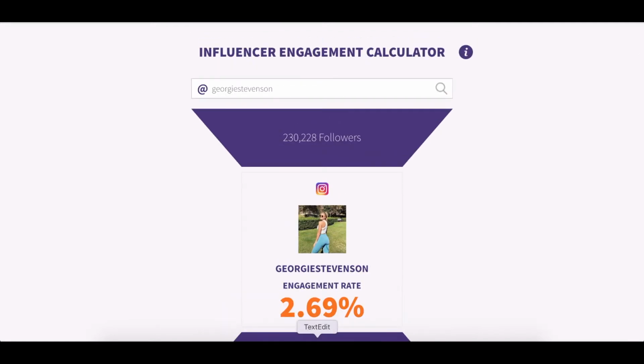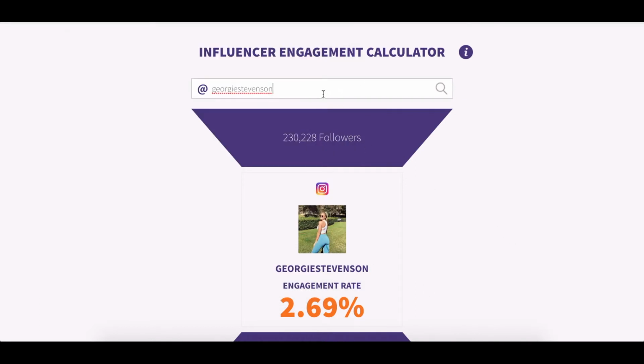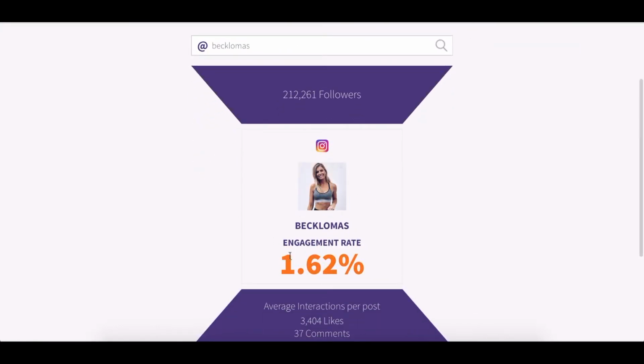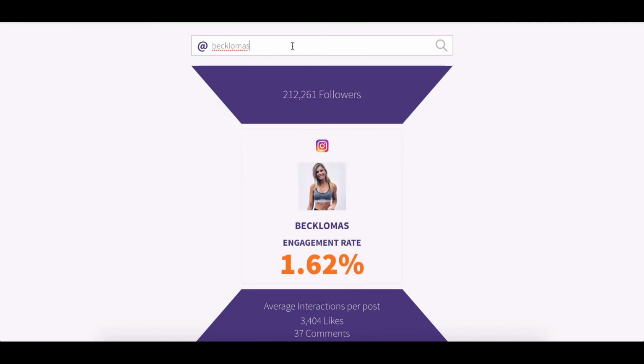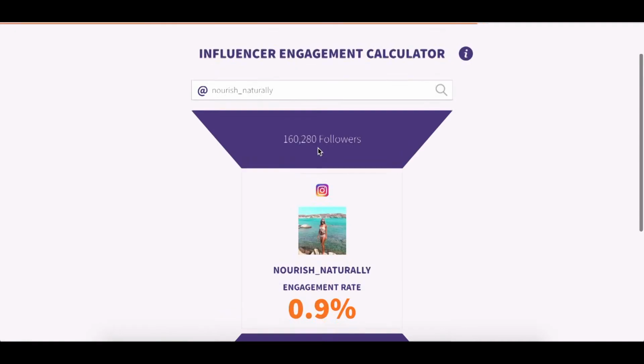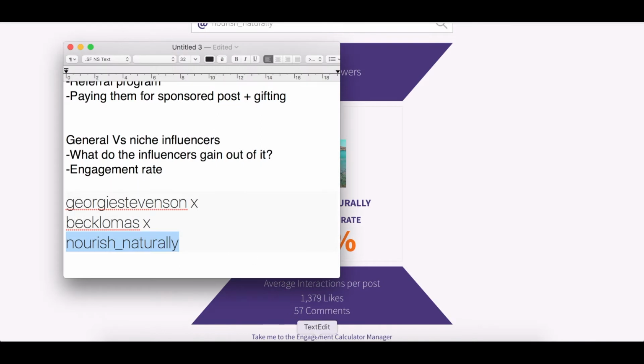Georgie Stevenson, under this list, I'm going to put an X because I don't want her. Her engagement rate is too low. The next one that I'll check is Backlomas. Let's see. Her engagement rate is even lower than Georgie, so I'm going to put an X there. The last one that I'm going to search for is Nourish_naturally. Let's see what her engagement rate is. Nourish_naturally, 0.9%. So although unsuccessful in our Instagram search now, generally you want to aim for more than 4% engagement rate.